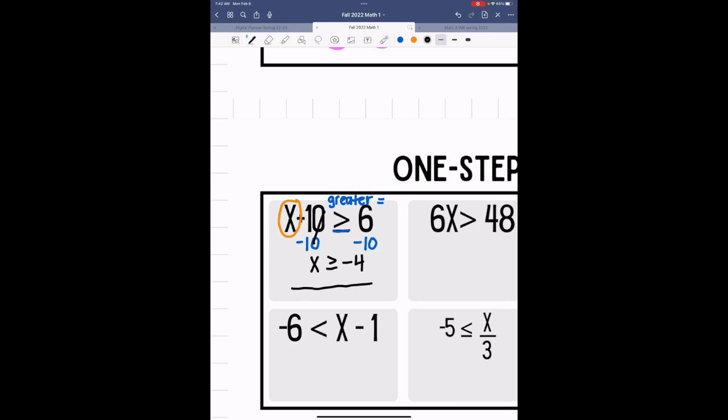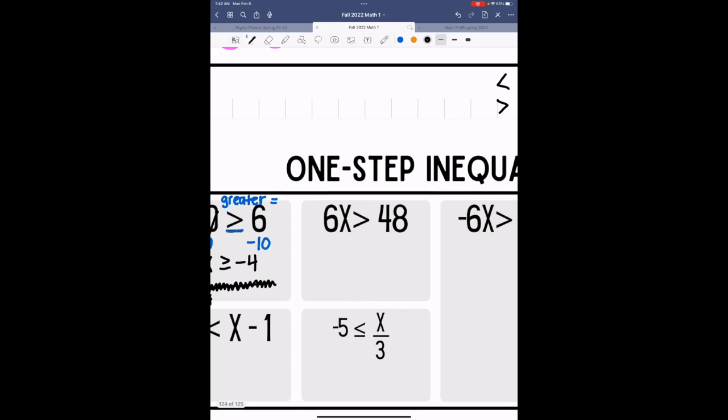So if I were to look at that on a number line, I have negative 4 over here. I'm going to have a solid circle because it's equal to, and greater than is going to be to the right. It would include any number, so I could plug in any number that's greater than or equal to negative 4 and it'd be true.